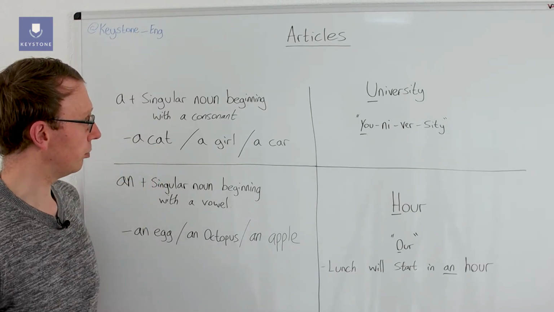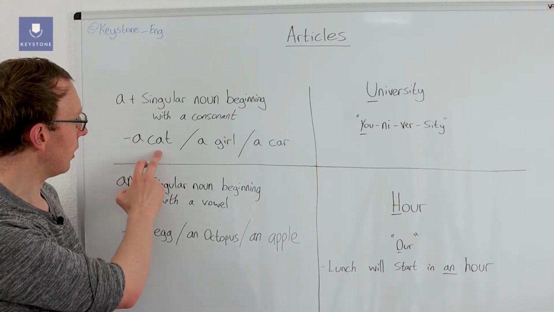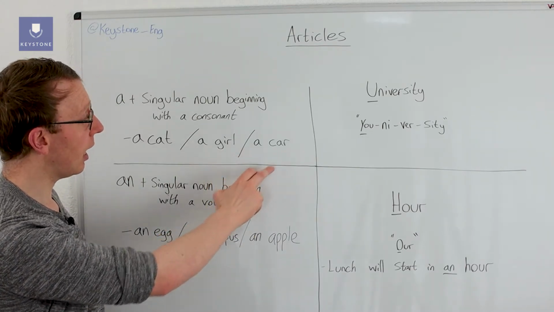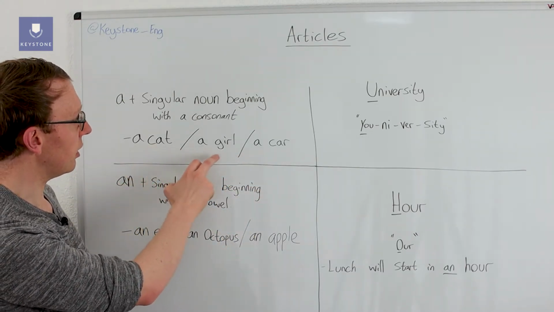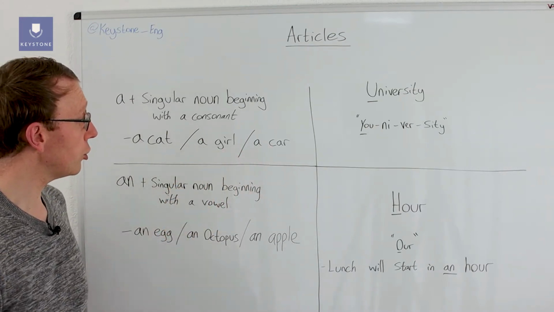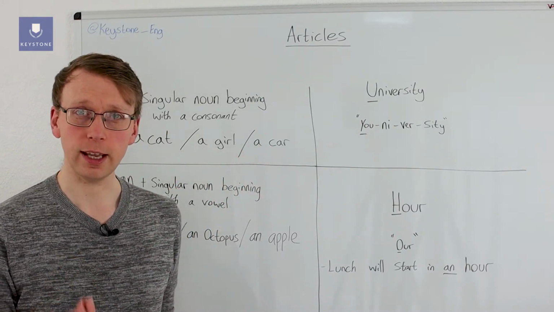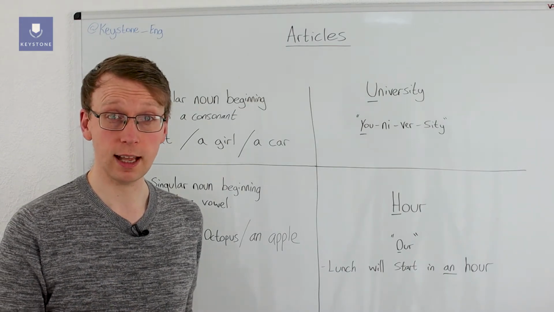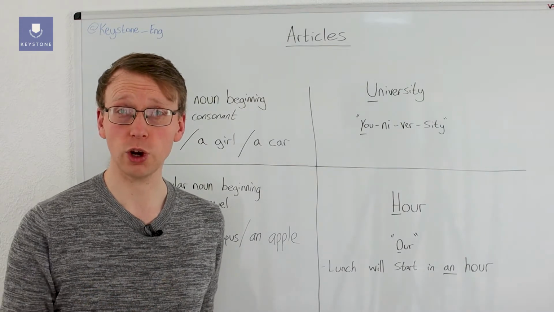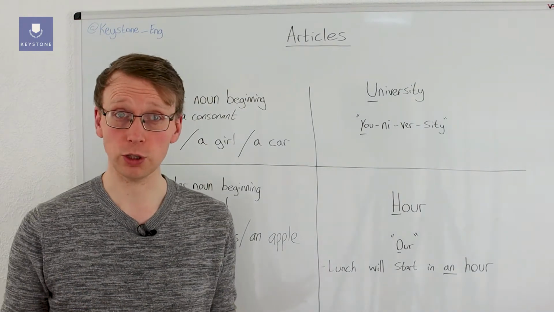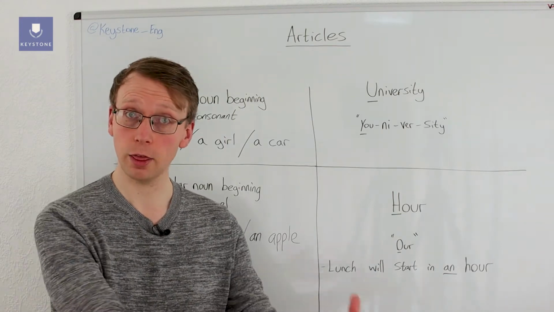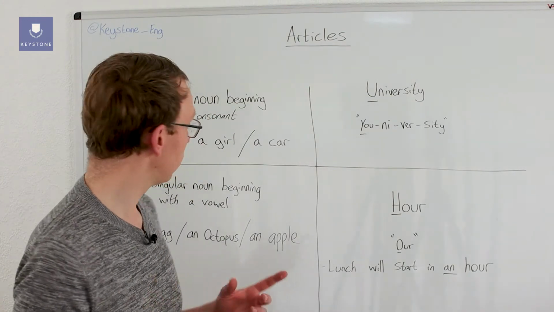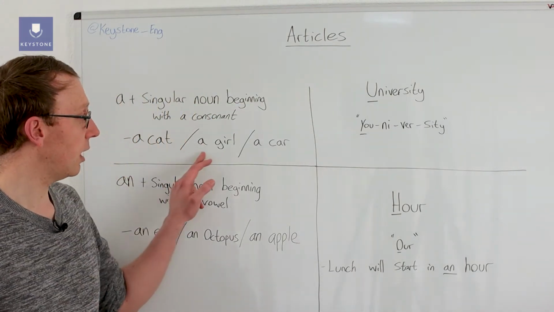A cat. A cat. A girl. A car. Each of these are singular nouns that begin with consonants, so we use the indefinite article a. Of course, you could use the definite article the if you are talking about a specific one. So if you are talking about a specific cat, you would say the cat. But here we are just looking at indefinite articles, so a cat, a girl.